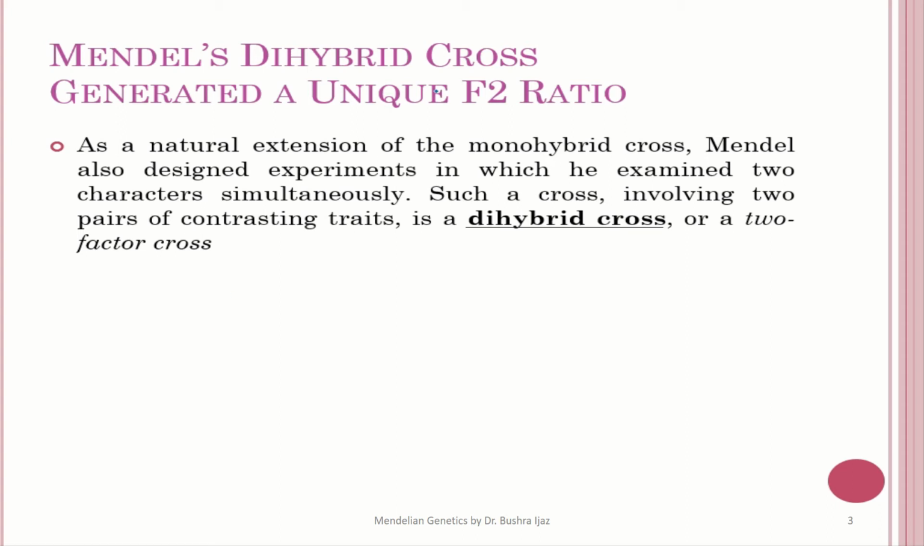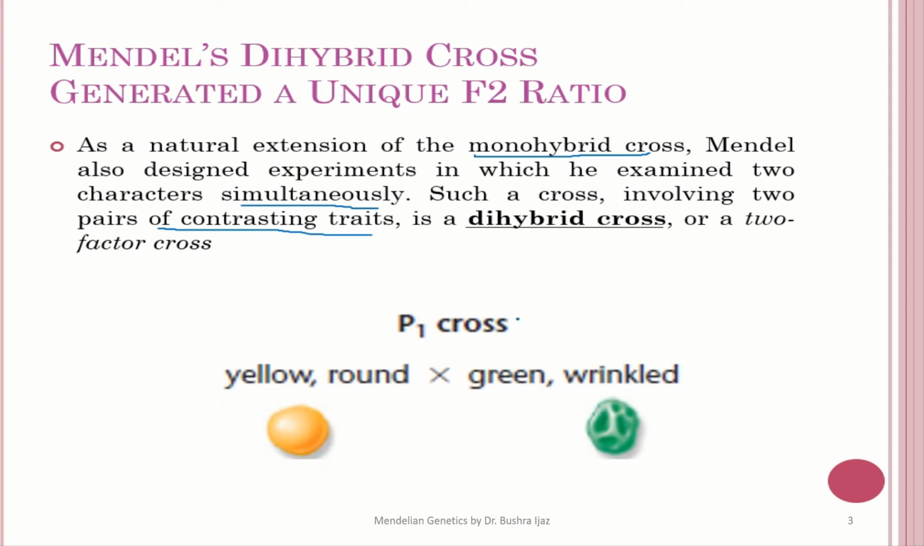As a natural extension of monohybrid cross, Mendel also designed experiments in which he examined two characters simultaneously. Similarly, we can have trihybrid crosses. Such a cross involving two pairs of contrasting traits is a dihybrid cross or two-factor cross. Dihybrid cross can have two contrasting traits. For example, here you can see in this P1 cross, for the color of the seed and the shape of the seed, color and shape are the two contrasting traits.